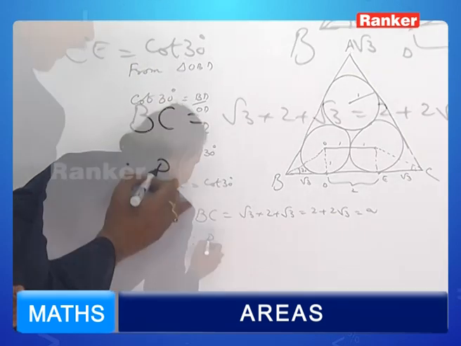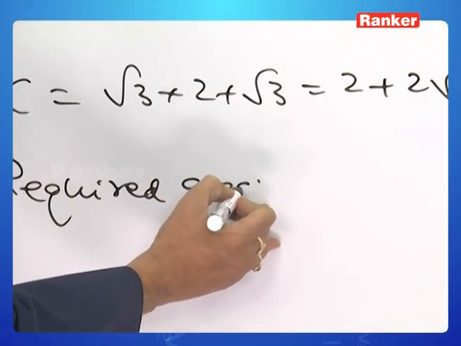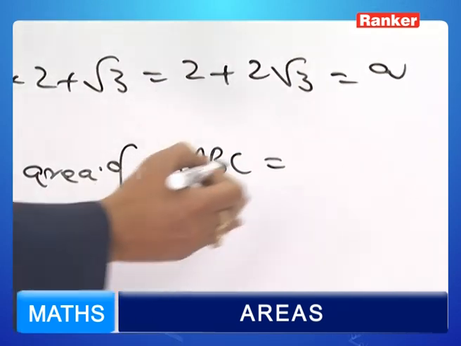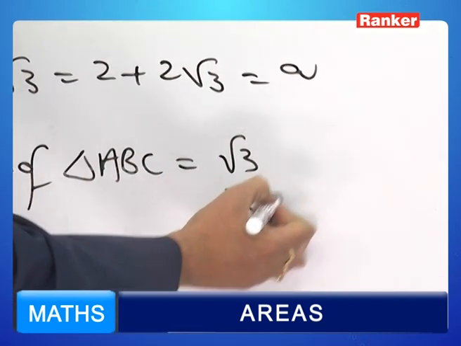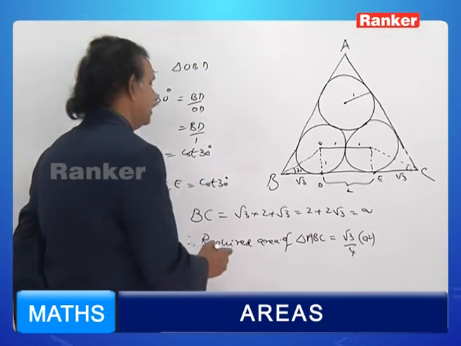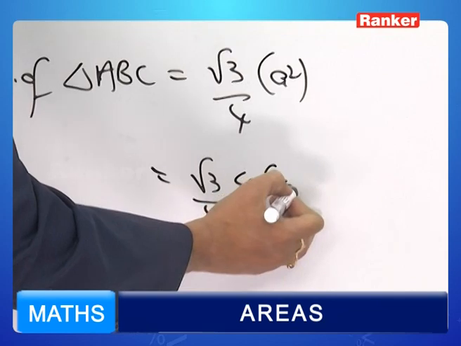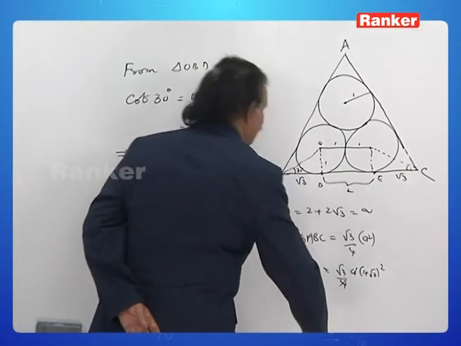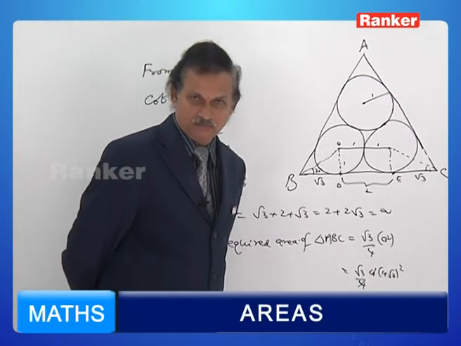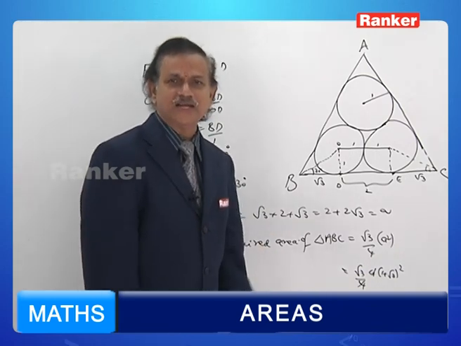Therefore, the required area of triangle ABC is equal to root 3 by 4 into a square. That is root 3 by 4 into 1 plus root 3 whole square. Therefore, the answer is root 3 into 1 plus root 3 whole square. If you want, you can expand it, or otherwise you keep it like that. So that is the area.